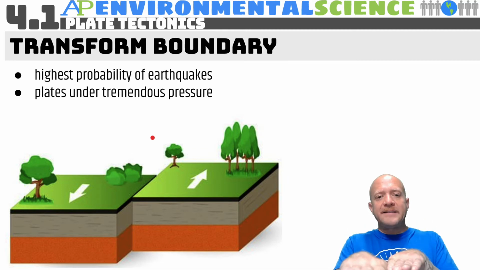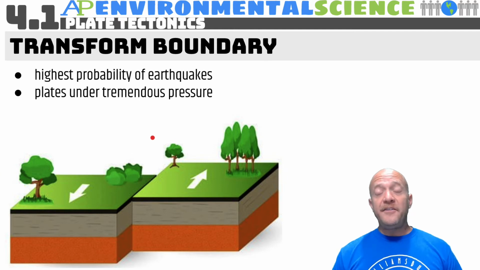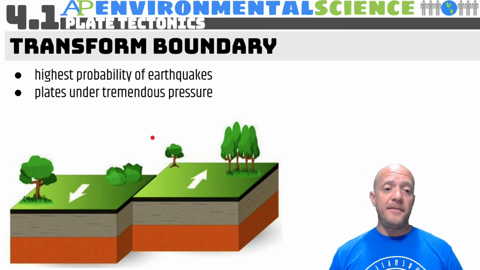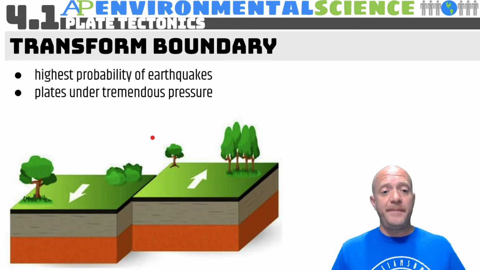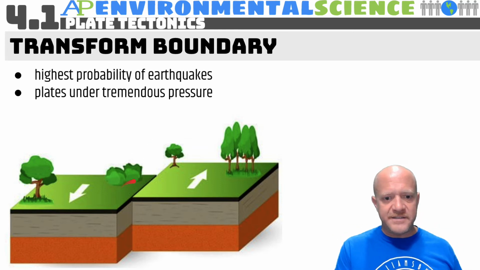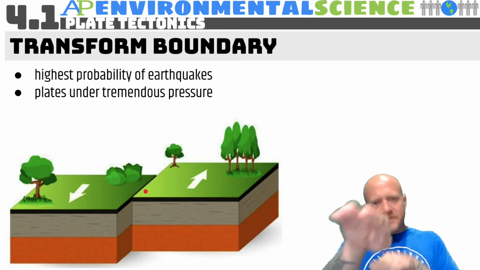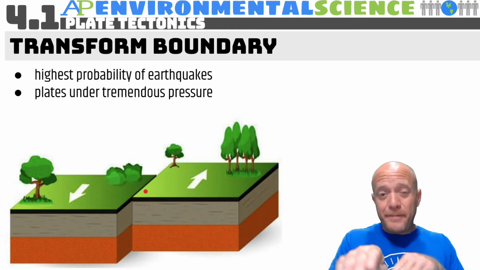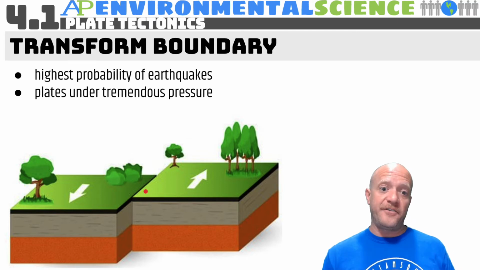So as they're running past each other, this is called a transform boundary. You do have to know there's three different types of plate boundaries. The transform boundary is the highest probability of earthquakes because they slide and then they're not completely smooth. Even though this diagram looks smooth, there's jagged edges and they catch and then they snap. And when they snap, what happens is it releases all of this built up pressure, and that's an earthquake.